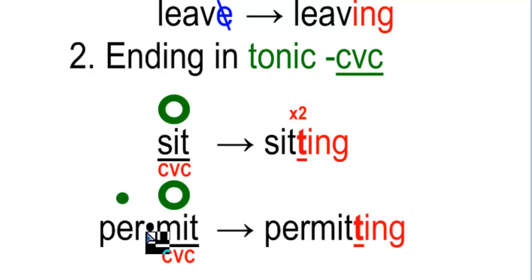Another example, permit. Permit. You see? Permit. The emphasis of this word is at the end. So I say, and this finishes in consonant, vowel, consonant. So because of that, you're going to duplicate the consonant. You see? Permitting with double T.